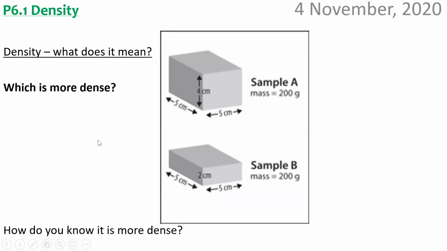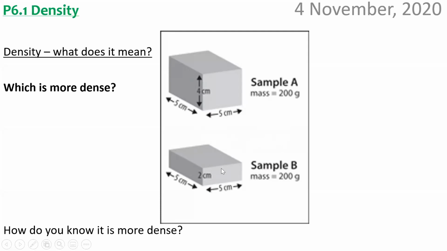So density, what does it mean? Which of these is more dense? In this case, you've got the mass, 200 grams, so they both have the same mass. Let's look at the volume, so how much space it takes up. You have 5 by 5 by 4, and this one's 5 by 5 by 2. So that one is twice as high, twice as thick as that one.